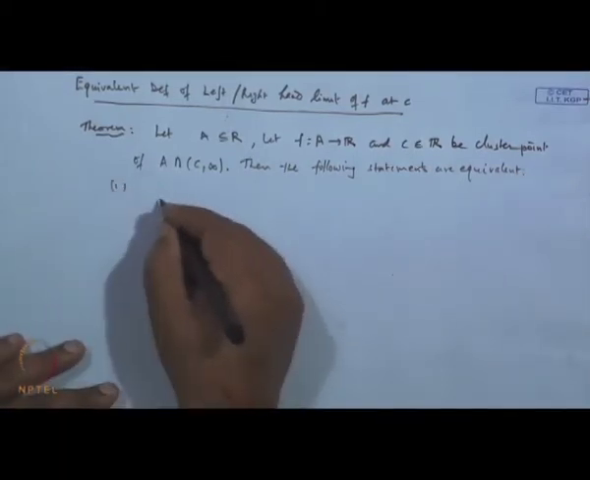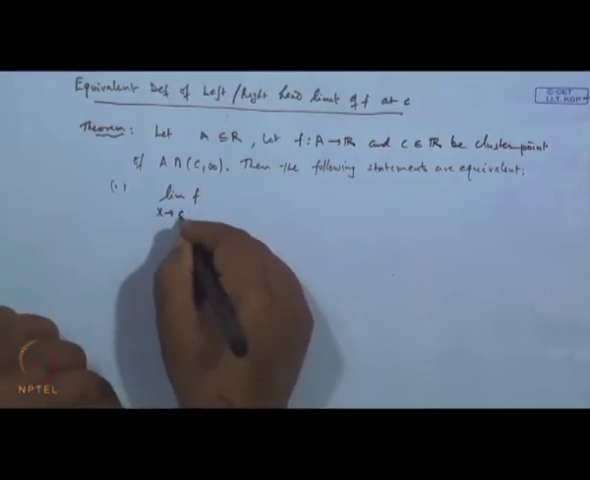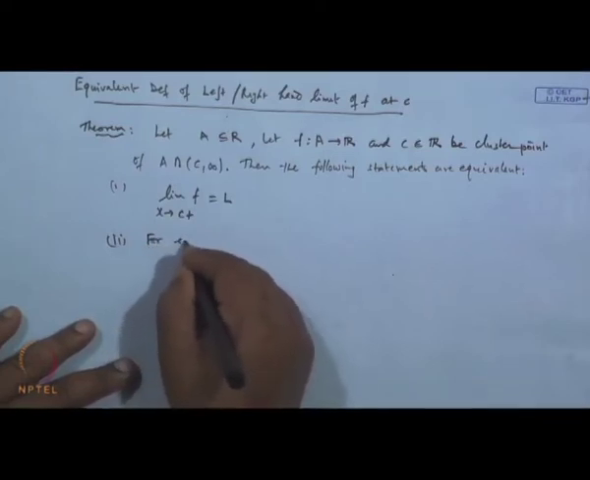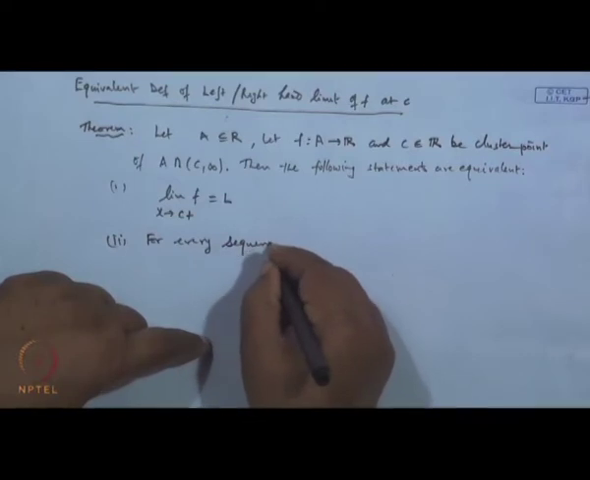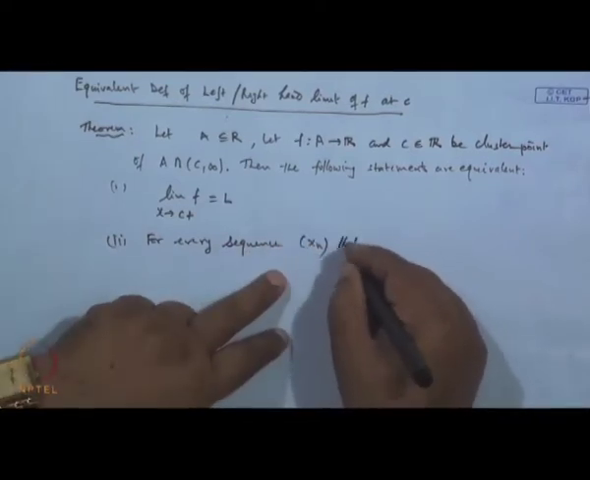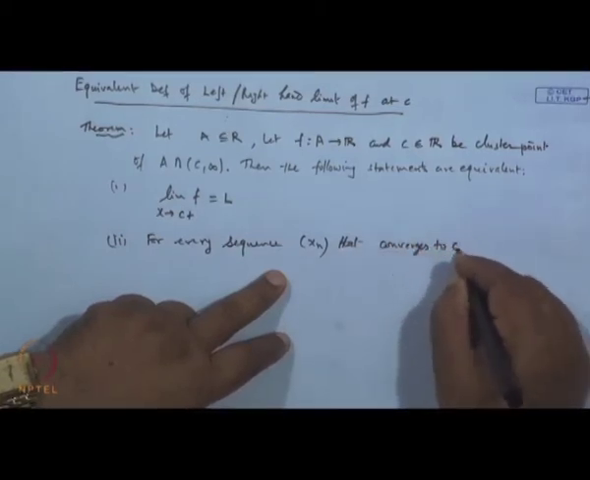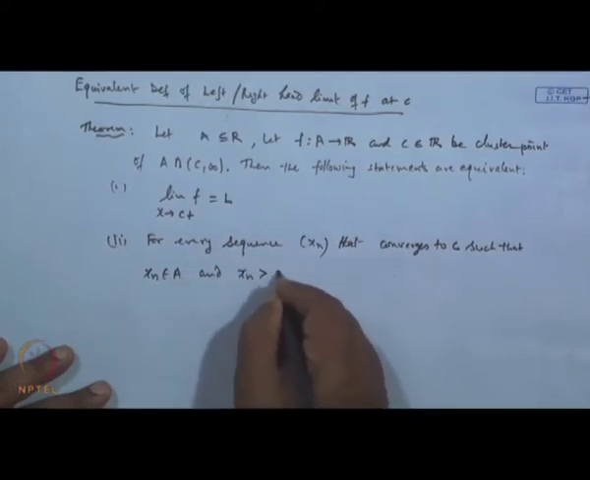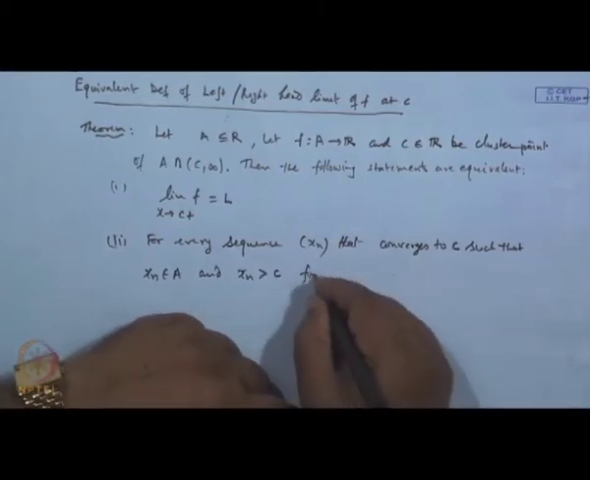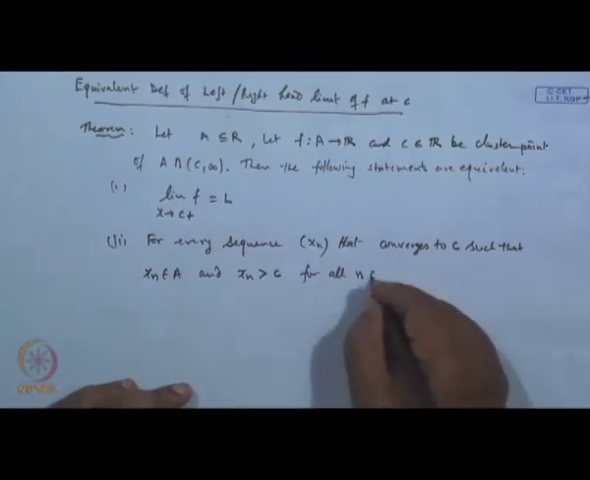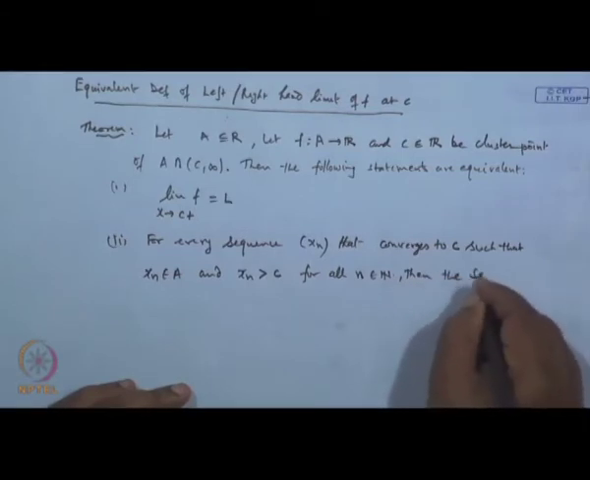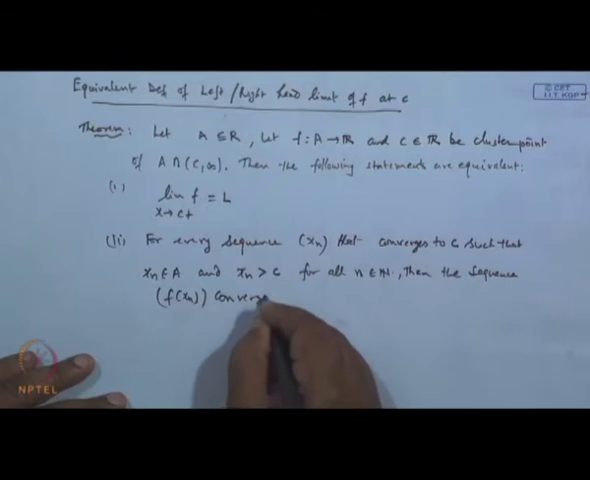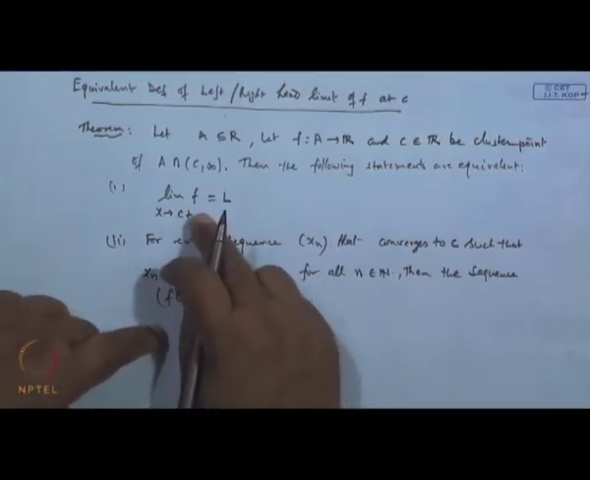The first statement says the limit of the function f when x tends to c plus, that is, the right hand limit of f, is say L. Then it is equivalent to the second statement: for every sequence x_n that converges to c such that x_n is in A and always x_n is greater than c, strictly, meaning always toward the right hand side of c, for all n belonging to capital N, the sequence of its functional values, f(x_n), will converge to L. If this happens, then we say the right hand limit of the function f is L.